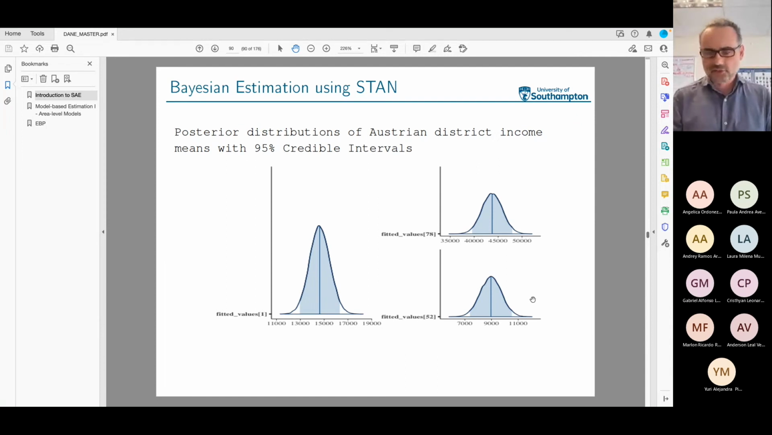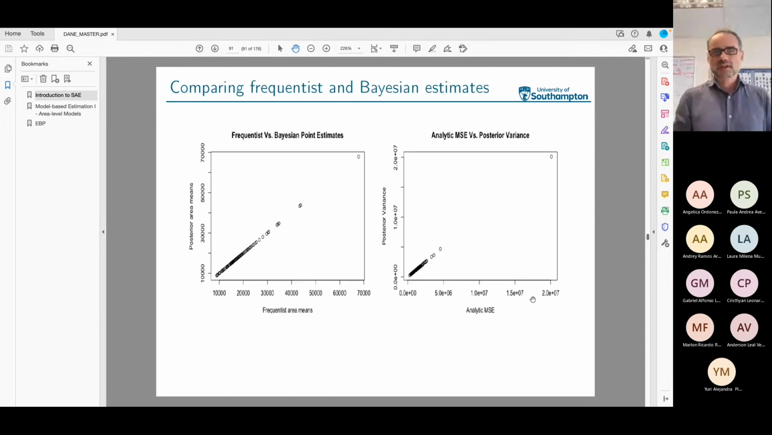Here is a selection of areas. And what I have done here is I have plotted the frequentist versus the Bayesian point estimates and the analytic mean squared error using Prasad-Rao versus the posterior variance from the Bayesian fitting. And you can see that these are lining up very well. Okay, so it's just something that we have included.